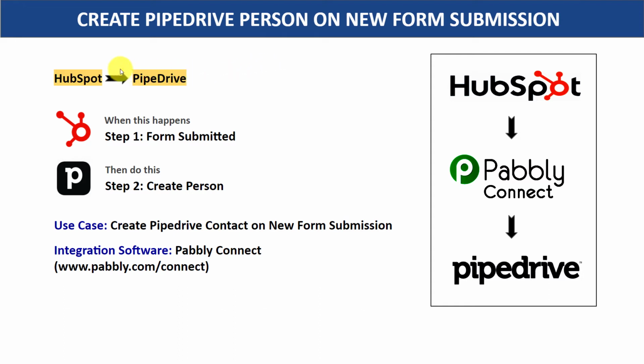Hello everyone. So in this video we will learn how to create a Pipedrive person on new form submission. Imagine this: a guy called John has been generated from HubSpot forms. So you have John's name, email address and all those details. The idea is that you want to add John as a person in Pipedrive, maybe to create a deal for him or just to create a backup.